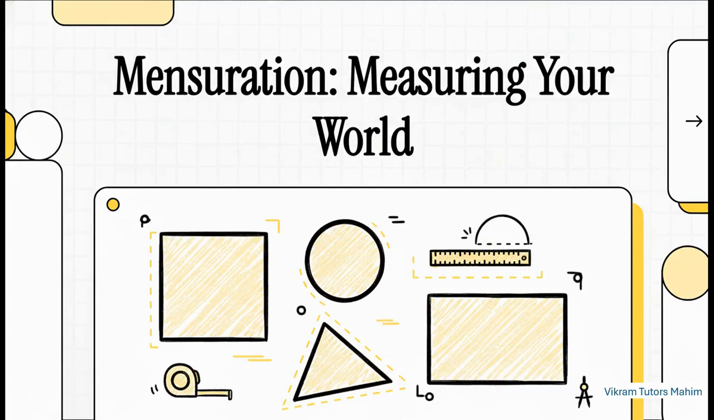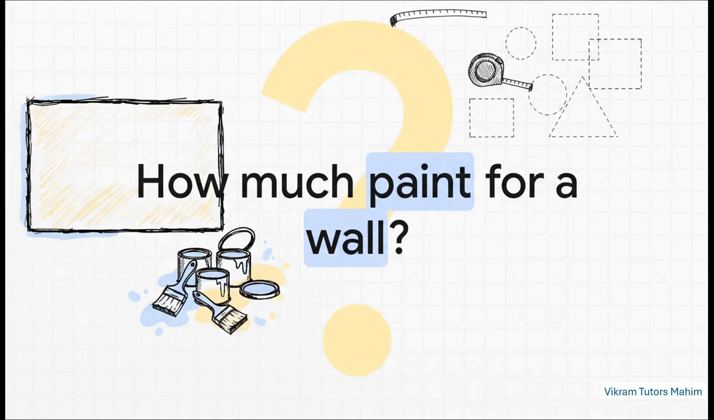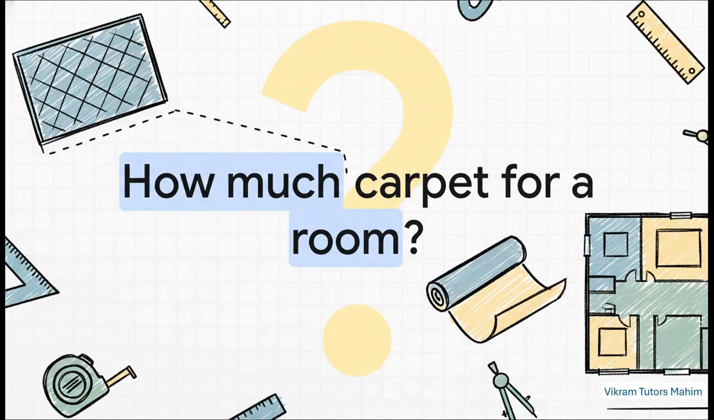Welcome to the Explainer. Today we're diving into mensuration. It's just the math of measuring shapes. You ever wonder how much paint you actually need for a wall? It's a classic problem, right? Or, how much carpet you need to perfectly fit a room. Yup, these are all mensuration problems.